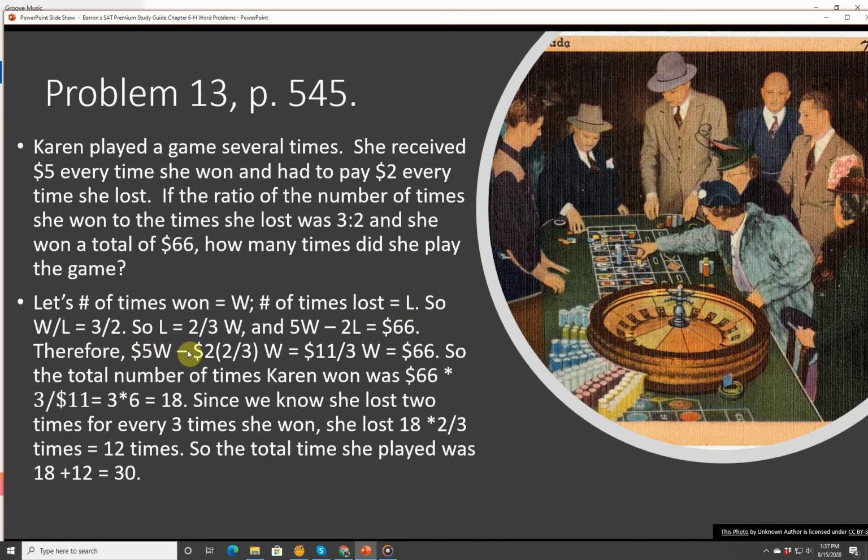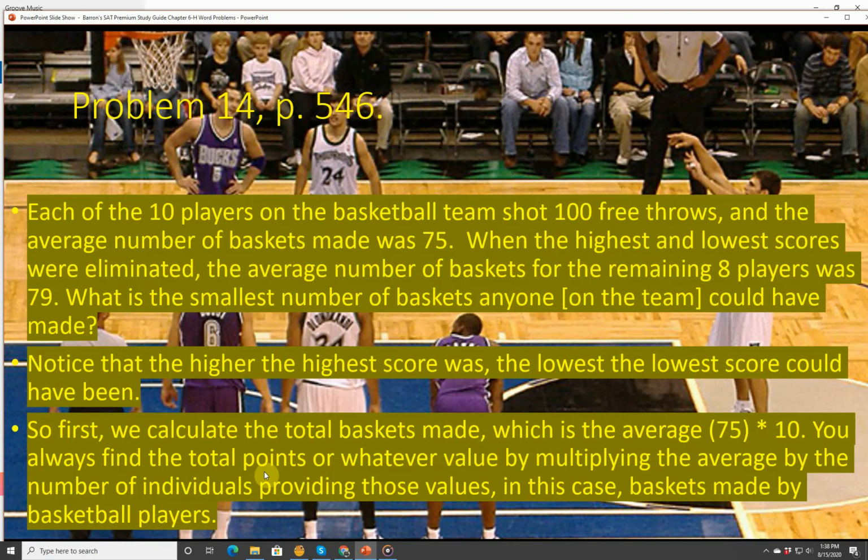Therefore, 5W minus 2 times 2/3 W is going to be 11/3 W, because this would be 15/3 minus 4/3. So 11/3 of W is equal to 66. So the total number of times Karen won was 66 times 3 over 11, which is just going to be 3 times 6, because 6 times 11 is 66, so the 11s cancel out, so 3 times 6 is 18. Since we know she lost 2 times for every 3 times she won, she lost 18 times 2/3, which is 12 times. So the total times she played is 18 plus 12 equals 30.